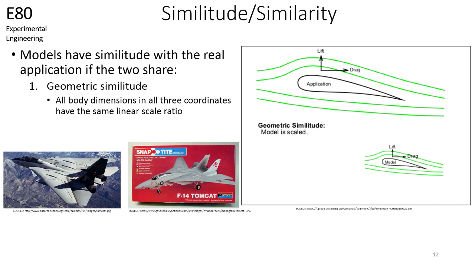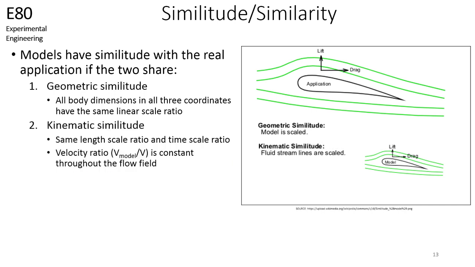1. Geometric similitude, in which all body dimensions of the actual object and the model have the same linear scale ratio. If you've ever been in a toy store or a hobby shop, you can find scale models of a myriad of vehicles. Here, you see an actual F-14 on the left, and on the right, you can see a scale model of the F-14 that you can snap together and play with. The scale model has the same linear scale ratio in body dimensions as the actual aircraft.